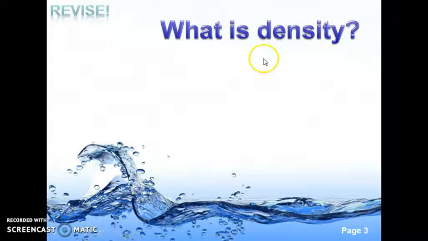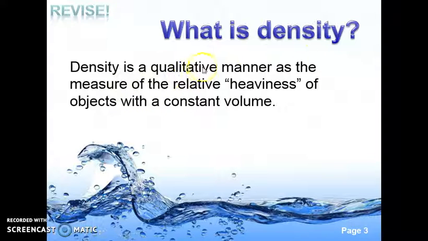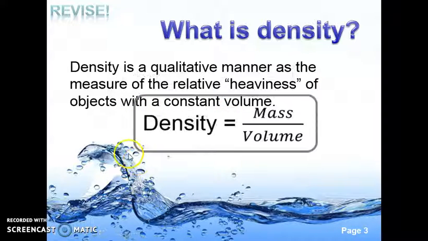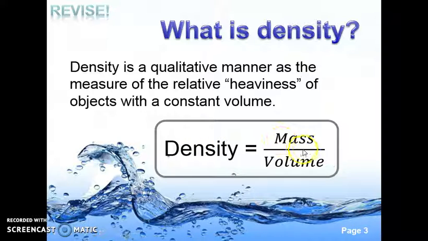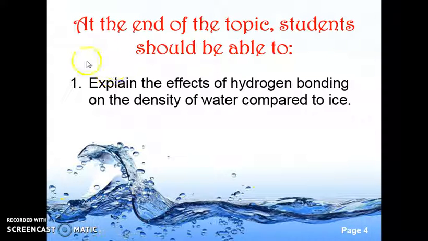So what is density? Density is a qualitative measure of the relative heaviness of objects with a constant volume. We can calculate density by using this formula, mass over volume. By the end of this topic, you should be able to explain the effects of hydrogen bonding on the density of water compared to ice.